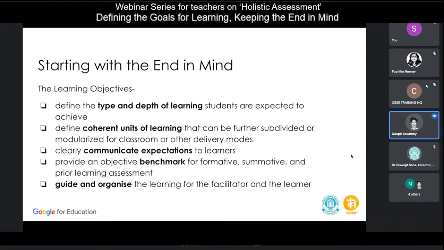If they have a criterion for presentation in the rubric, they know I'll get a 5 if my level of presentation is at this level. So we need to understand that the children need to be communicated to. What are the communication expectations for this particular learning, for which we have defined the learning objective? We also have to give them a benchmark for formative, for summative, and a prior learning check. So what do they already know?